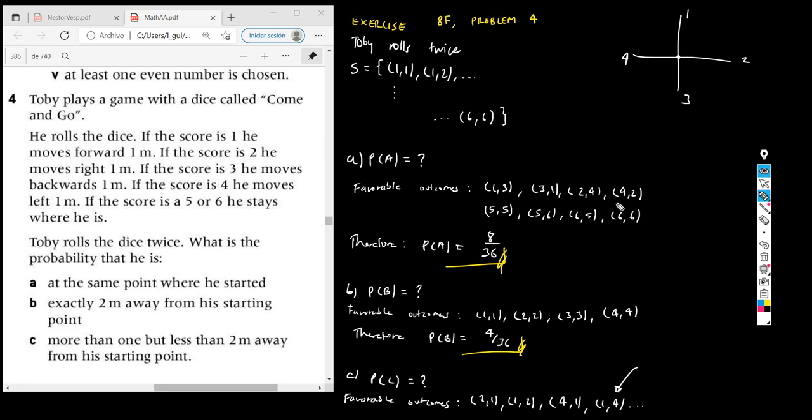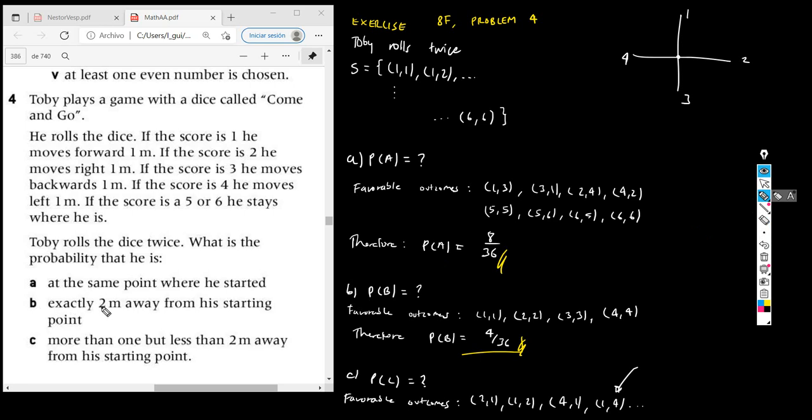So we have eight favorable outcomes to this event A, and therefore, following the most simplistic way of the probability, which is favorable outcomes over the total number of outcomes, which are 36, we can say safely that the probability of A is going to be 8 over 36. That's it. Next, what is the probability of B?